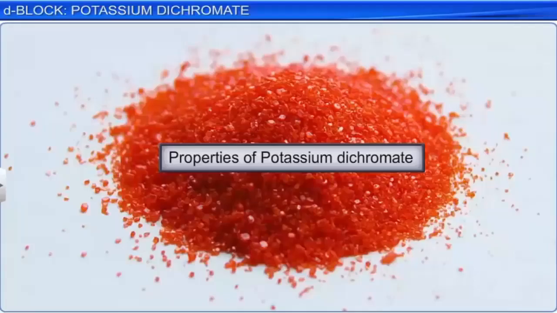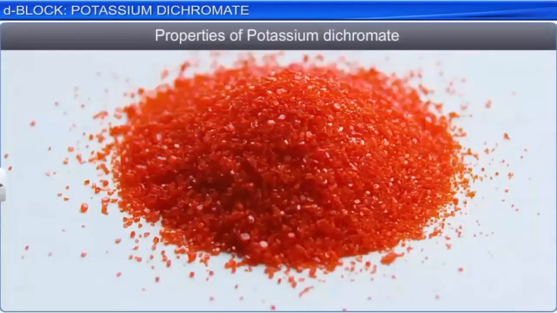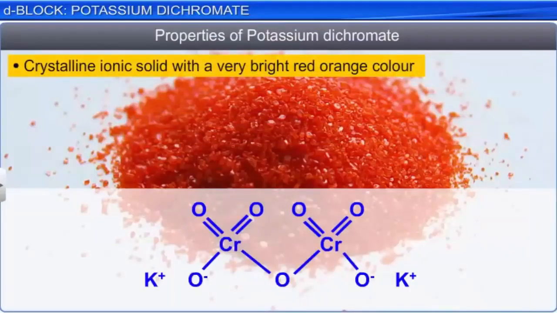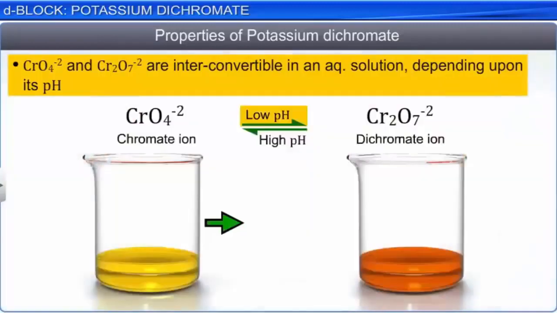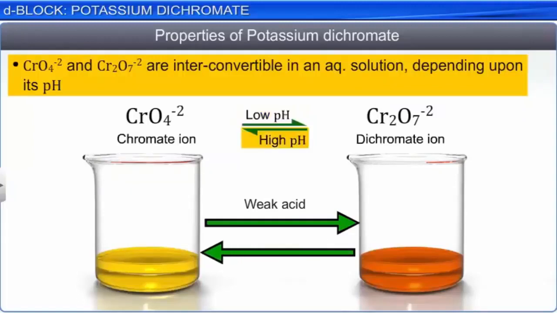Now, let us look at the properties of this compound. Potassium dichromate is a crystalline ionic solid with a very bright red-orange color. The chromates and dichromates are interconvertible in an aqueous solution, depending upon its pH. Even weak acids cause the yellow chromate to change into the orange dichromate, while it is reversed by adding an alkali or a carbonate solution.